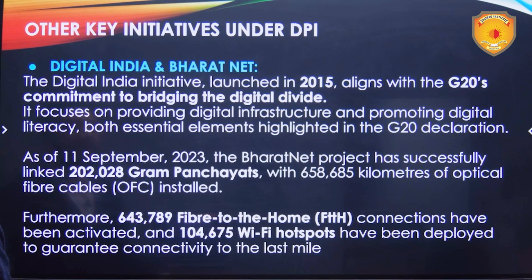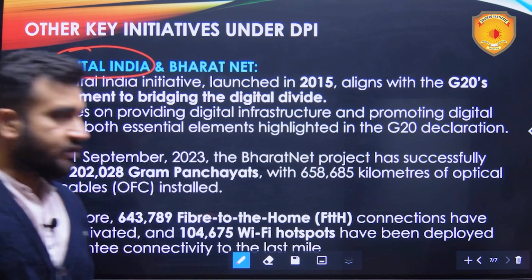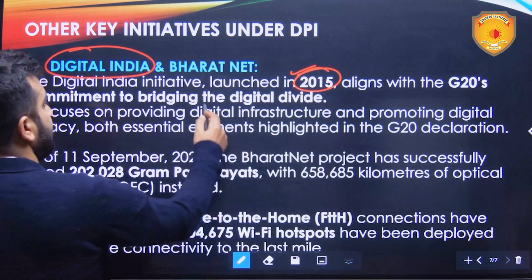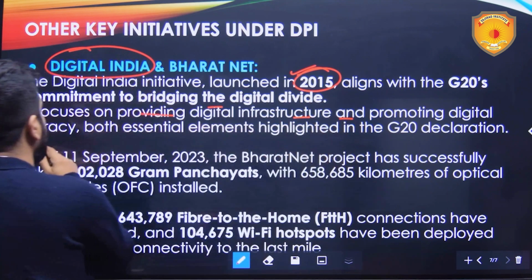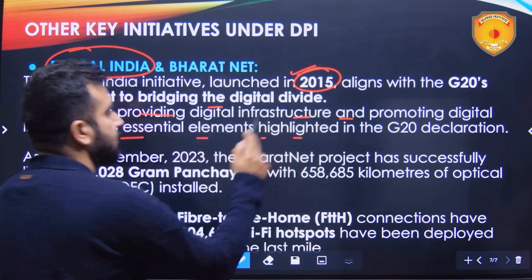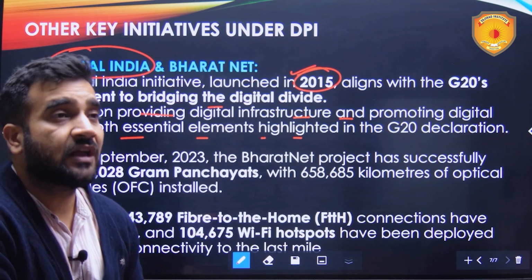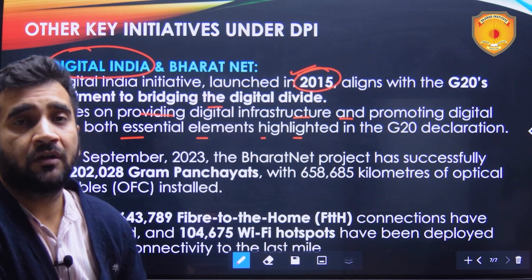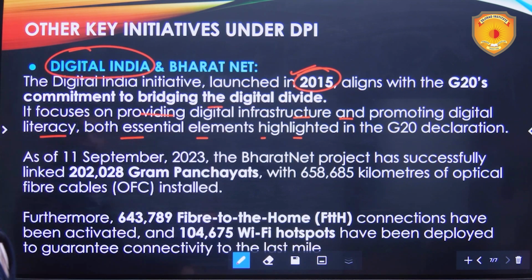Now, other key initiatives under DPI. First is Digital India and BharatNet. Digital India is a scheme which was launched in the year 2015, in line with G20's commitment to bridging the digital divide. It focuses on providing digital infrastructure and promoting digital literacy, both essential elements highlighted in the G20 declaration. Under the Digital India program, everything is happening, e-governance and all. Apart from it, imparting digital literacy is also one of its components.